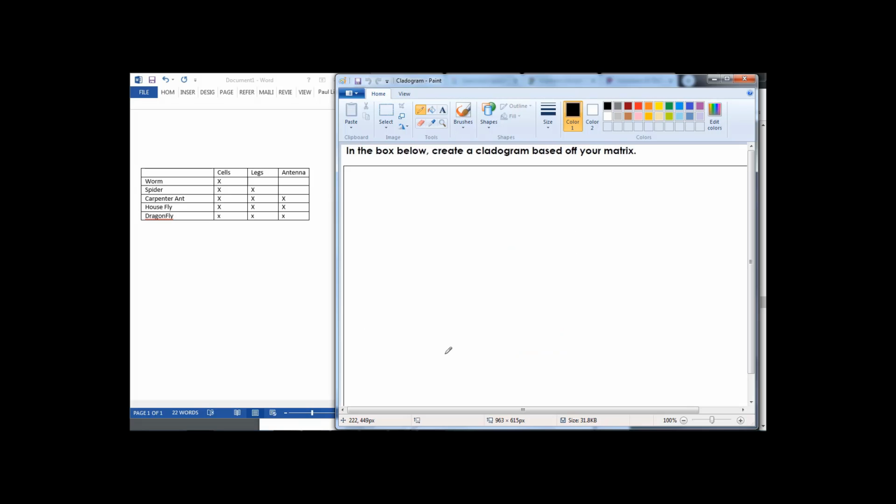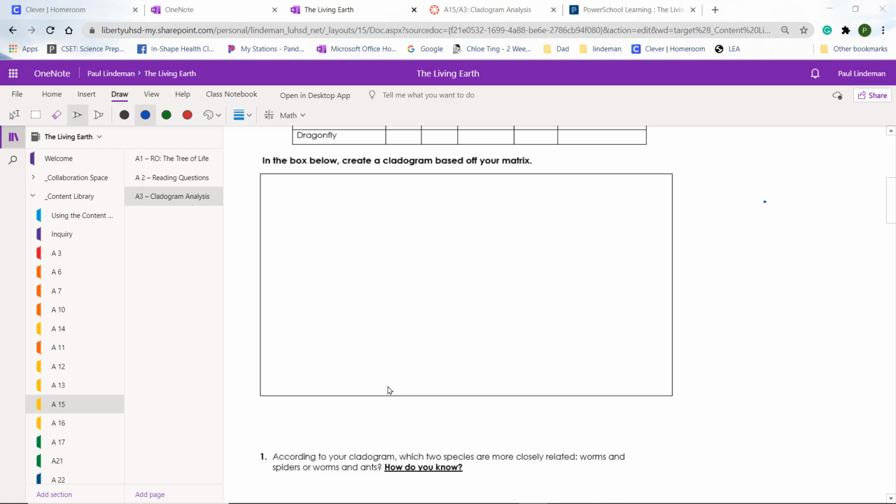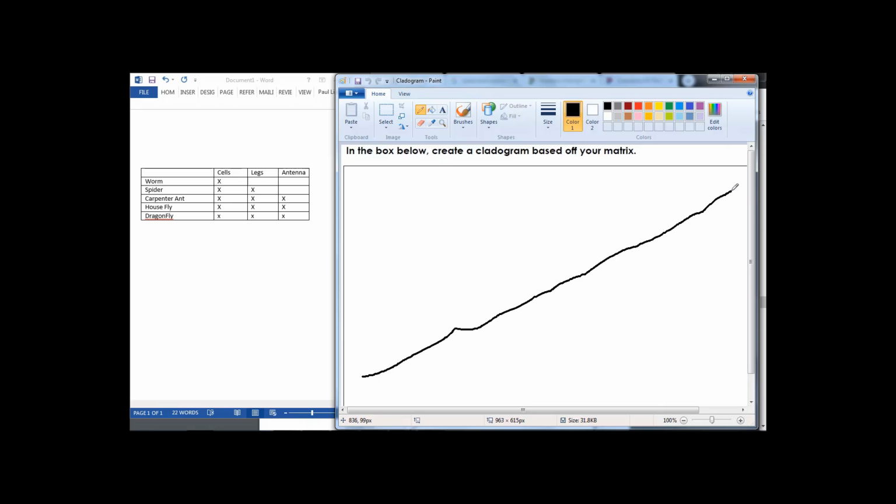Okay, so I have roughly 2 minutes to draw or get you started on this cladogram. So first thing we're going to do is draw our evolutionary line. So we have our evolutionary line, and I'm not going to draw it as straight as you probably. So in your class notebook, you would click on the draw function, and you would click the color you'd want, and you would draw your line. So here's our evolutionary line.